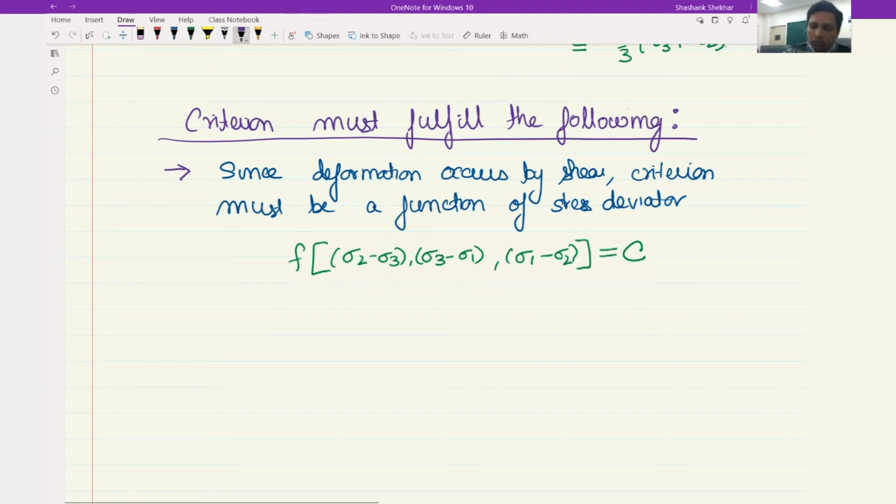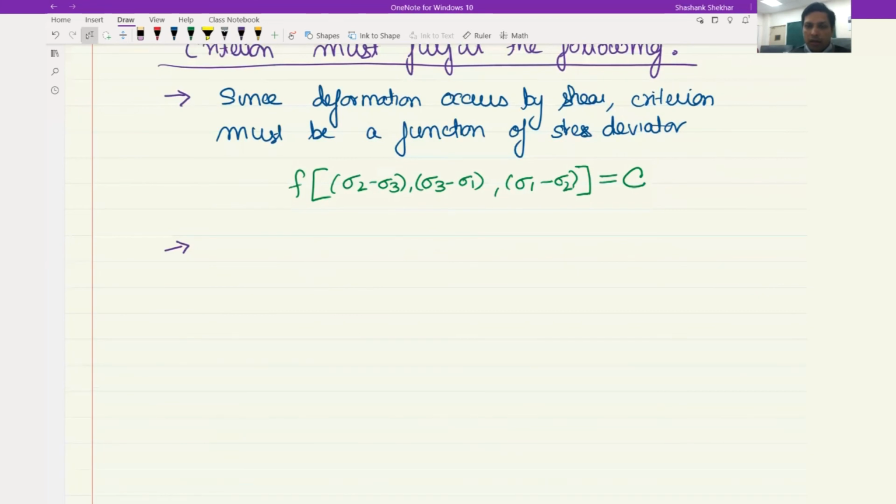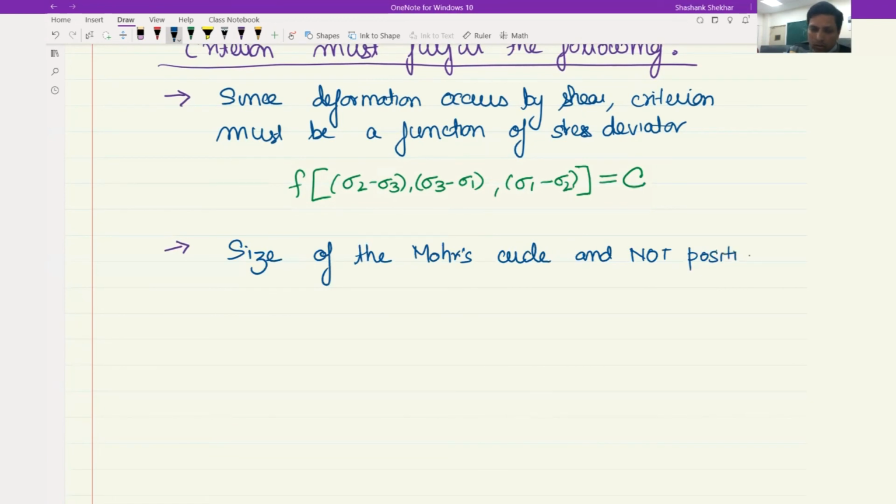And now, based on this, we are confirmed in what I said earlier with that example, that the size of the Mohr circle, and not its position, should determine yielding.